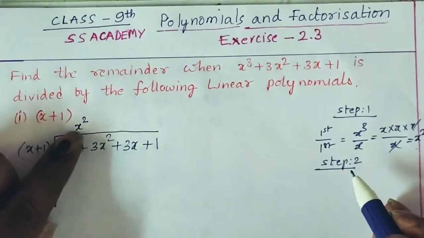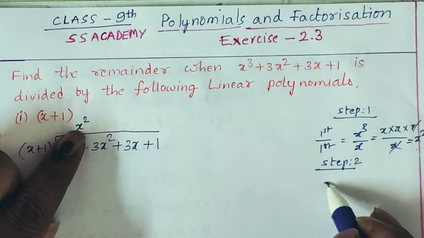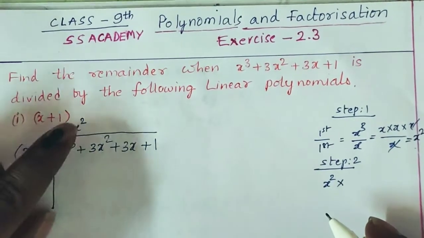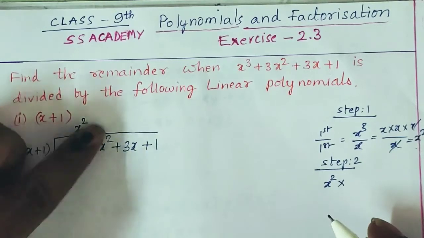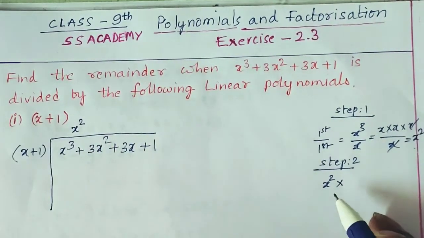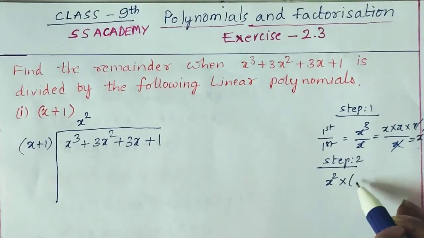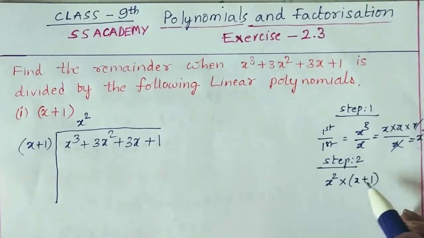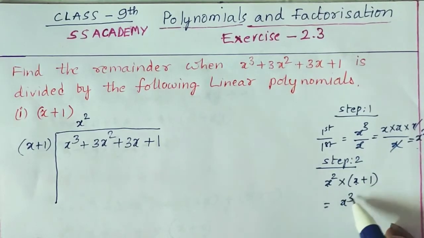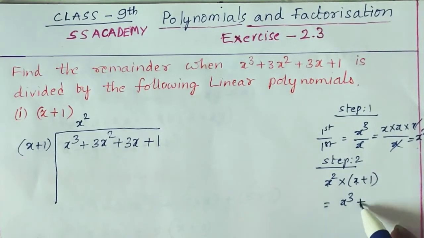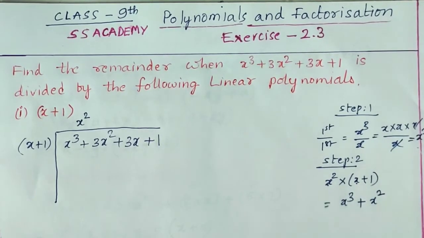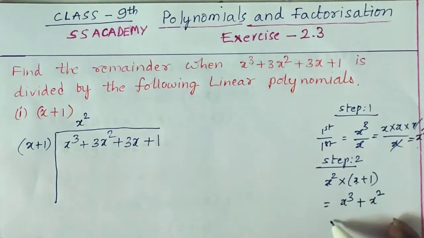So here you got x square in the quotient, right? Take that x square, and with this x square you have to multiply the divisor. What is the divisor here? x plus 1. So x square into x will become x cube. Since there is plus, I have written plus. x square into 1 will become x square. So you got x cube plus x square.